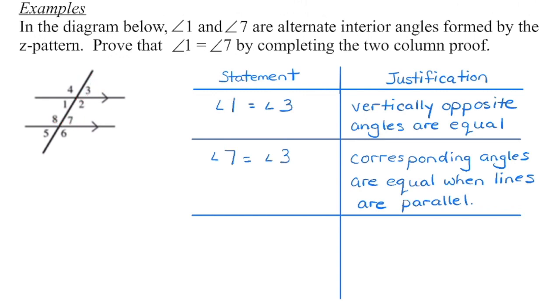They are only equal if the lines are parallel. So you have to make sure in your justification you specify the lines happen to be parallel in this example. That's why they're equal. And then take a look at this.